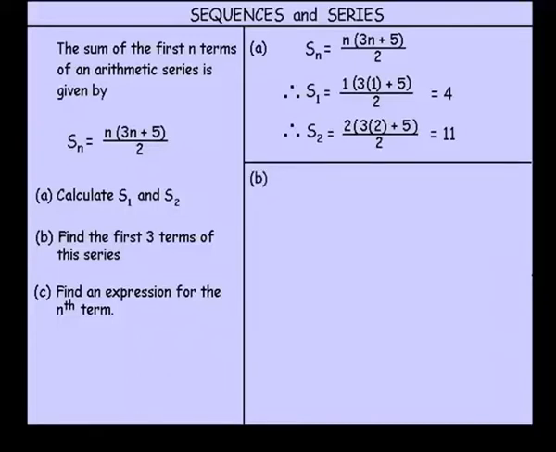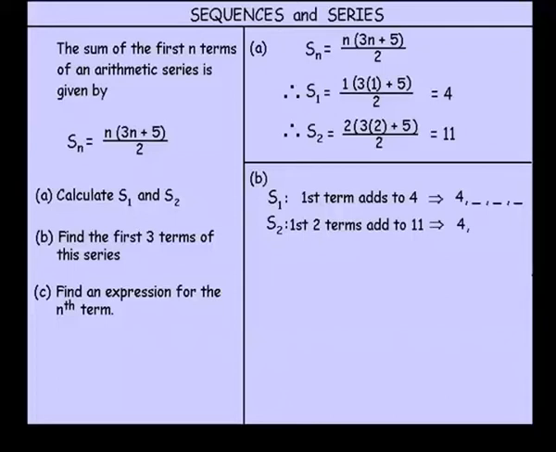Moving on to part B, find the first 3 terms of the series. Well, what does S of 1 actually mean? It means that the first term is 4. That might seem a little bit odd, but we'll just write that down. The first term has to be 4 because S of 1 means the sum of the first term. What about S of 2? Well, S of 2 means the sum of the first 2 terms. So the first 2 terms add to 11. So if the first term is 4, we need to think of a number that when added to it makes up 11, and that number would have to be 7. So we can see that we have 4, 7.